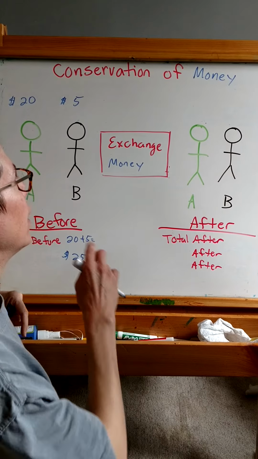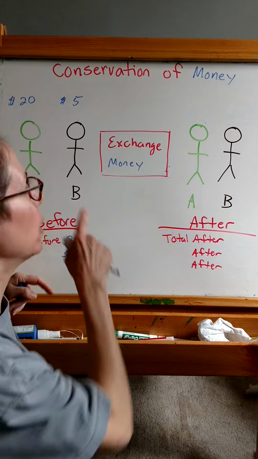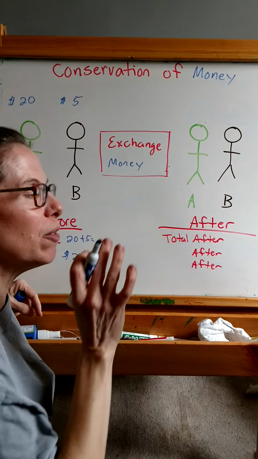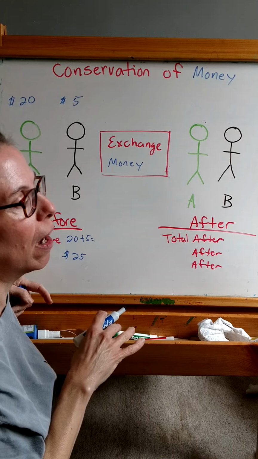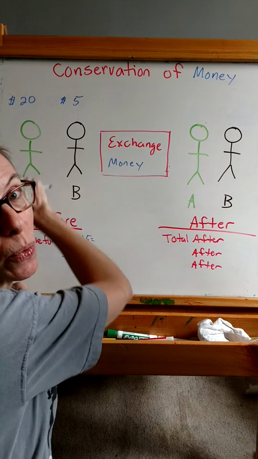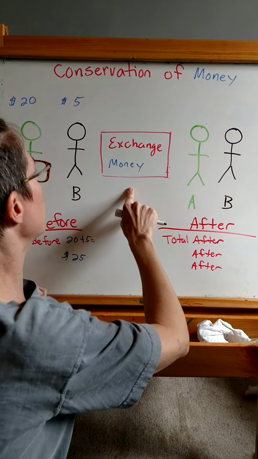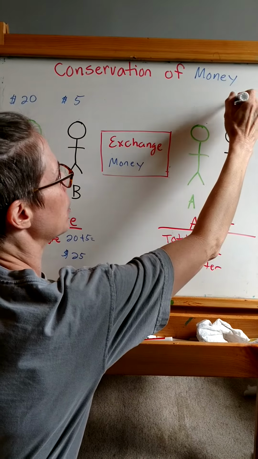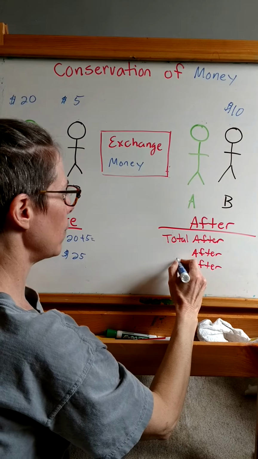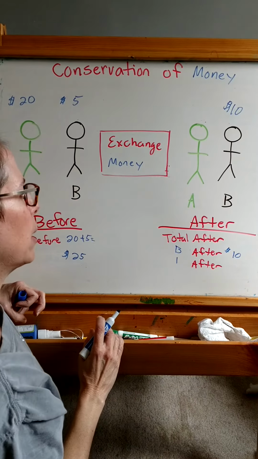Okay, cool. Now, they exchange some money. One person gives another person some money, okay? A gives some to B, B gives some to A, something like that. There's nobody from outside giving them money. They're not giving money to anybody outside. It's just an exchange between these two people and nothing else, okay? So after they exchange the money, let's say that person B has $10, okay?